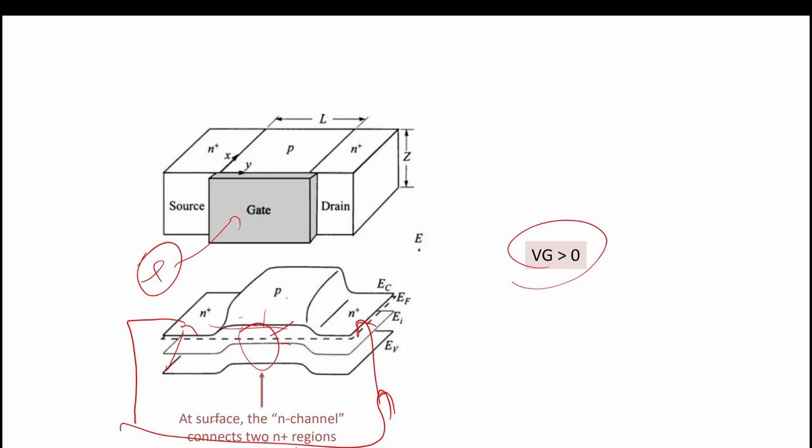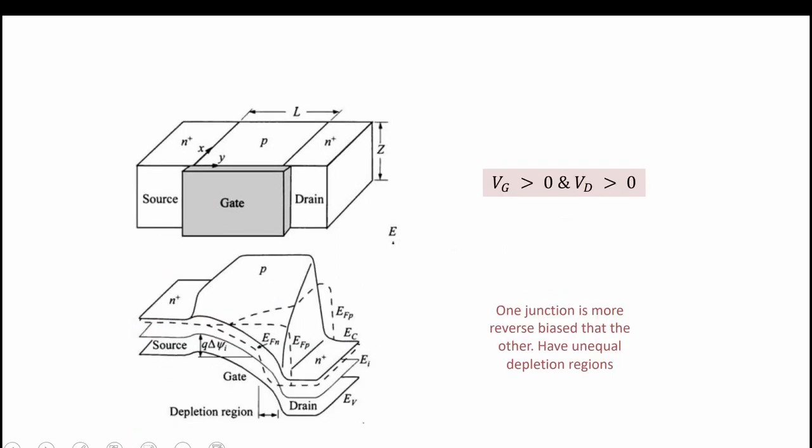Now Vg is greater than 0, we have created the channel. But only Vg greater than 0 won't give us conduction between the source and drain. Vg should be greater than 0, as well as greater than the threshold voltage, that is 2 phi f. Vg should be greater than 2 phi f, and only then will there be a creation of the channel at the interface.